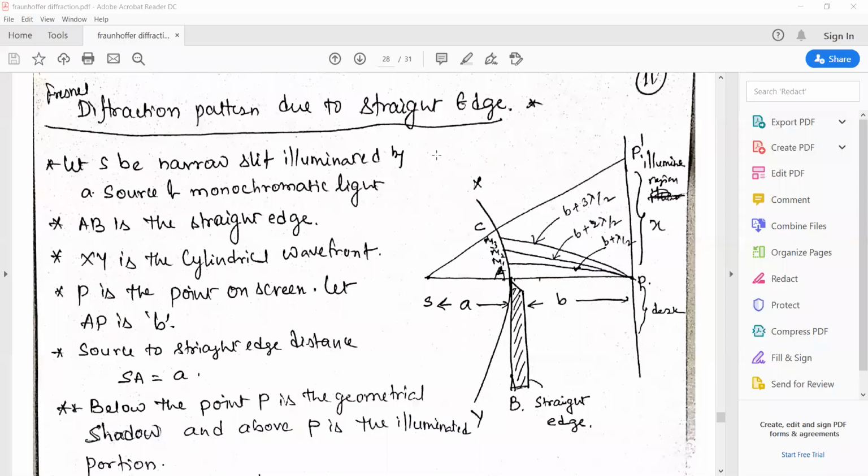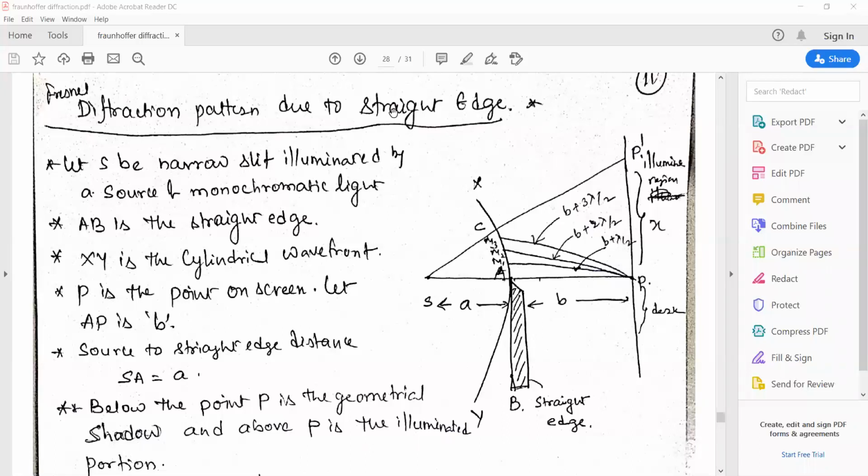Hello everyone. Today's topic is Fresnel diffraction pattern due to straight edge. First of all, it's a Fresnel diffraction. We know that in Fresnel diffraction we will have only a slit and a screen. There will be no lenses. That's why you are seeing here only slit and screen, with no lenses in between them. And we are going to study the Fresnel diffraction pattern due to a straight edge.